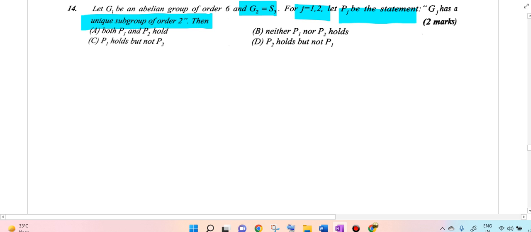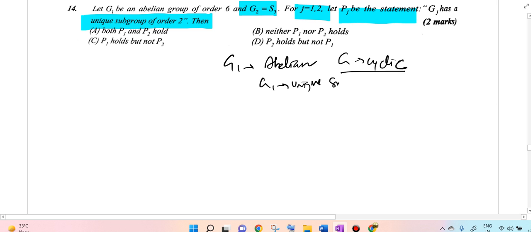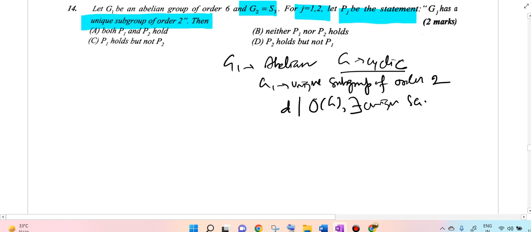Now since G1 is an abelian group of order 6, G is cyclic. Therefore G1 has a unique subgroup of order 2. Now if G is cyclic, then for each divisor d of the order there is a unique subgroup of order d. Now the statement P1 holds.